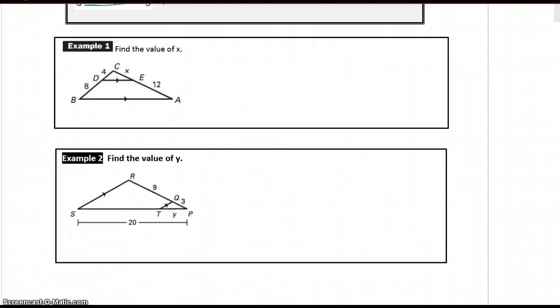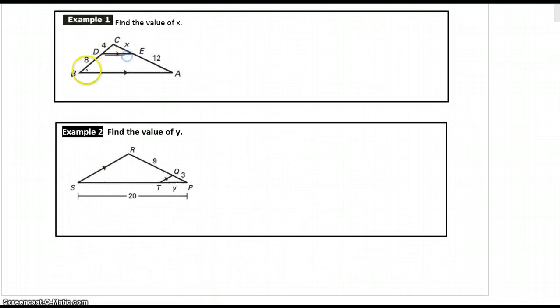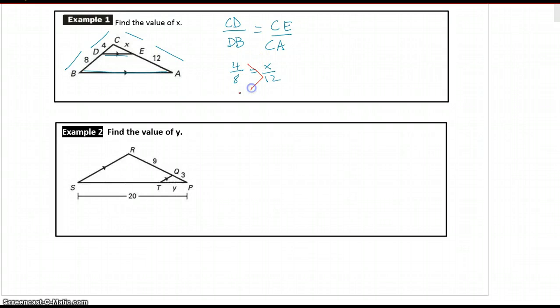So example number 1, find the value of X. Because these segments are parallel, we know that the sides are proportional. So CD over DB would be equal to CE over CA. So this piece over this piece would equal this piece over this piece. So if we plug in, we get 4 over 8 equals X over 12, and we know how to solve a proportion. All we need to do is cross multiply. So if we do 4 times 12, we get 48. And 8 times x is 8x, and if you divide, you get x equals 6.